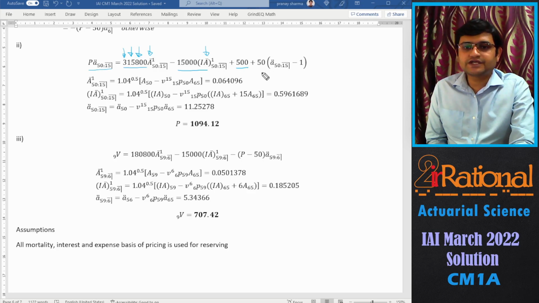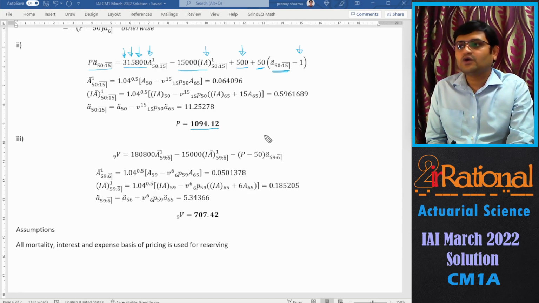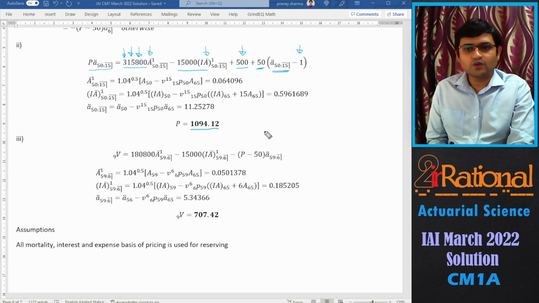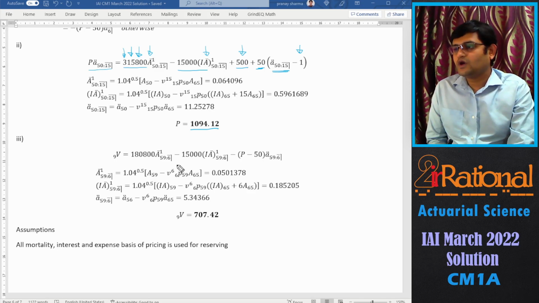500 is our initial expense and 50 renewal expense. Here you can see I have subtracted minus 1. You can rearrange and you will again get 450 here and 50 ä 50:15 here. Finding each one of these values, we will get that our P would be 1094.12.